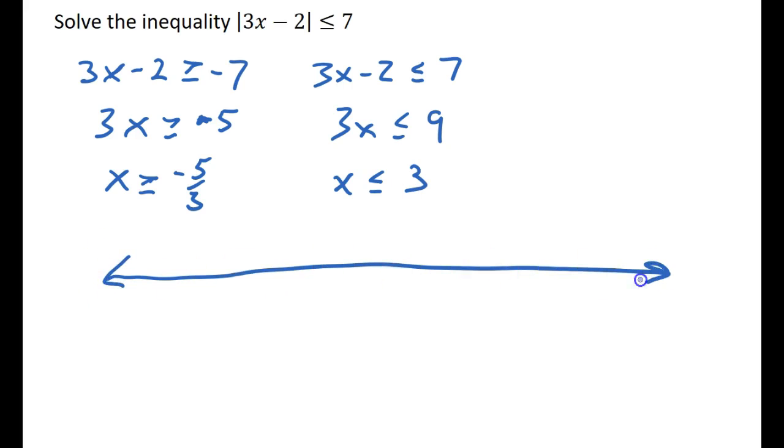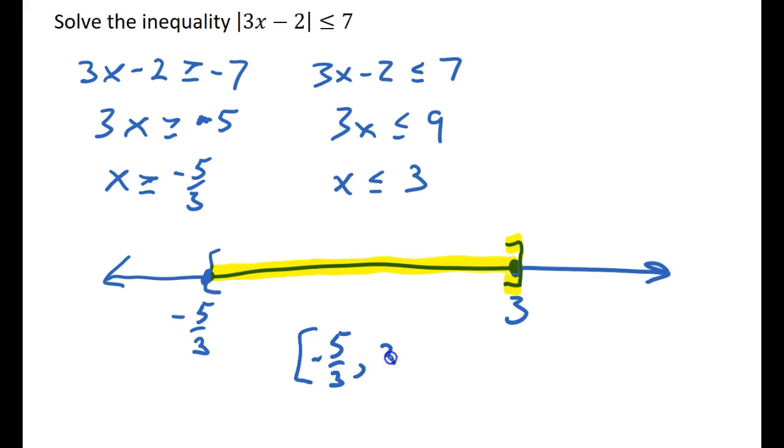So on a number line, negative 5/3 with a bracket, positive 3 with a bracket, and x is greater than negative 5/3 and less than 3. So it's everything in between. In interval notation, that would be negative 5/3 to 3 inclusive.